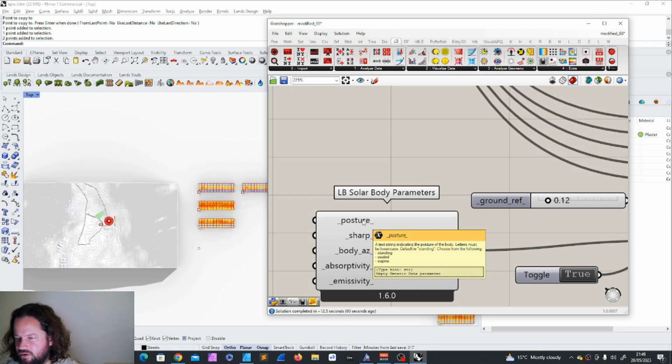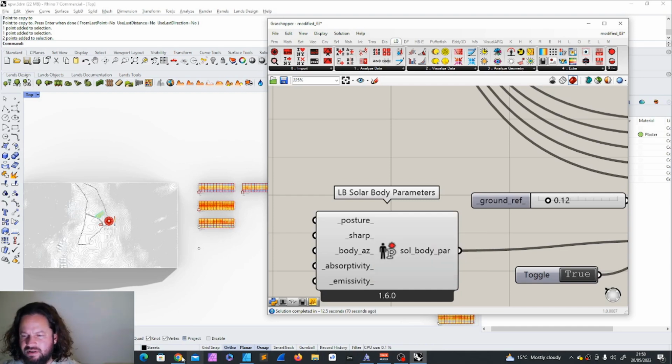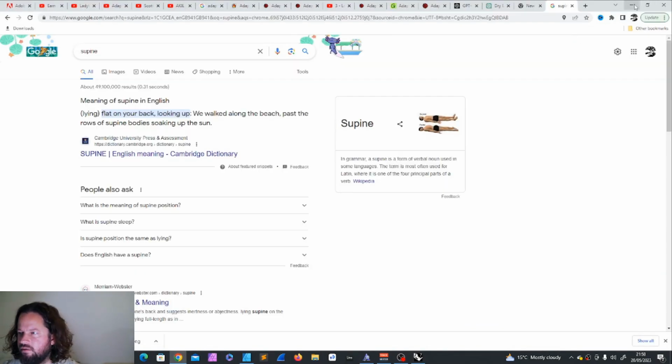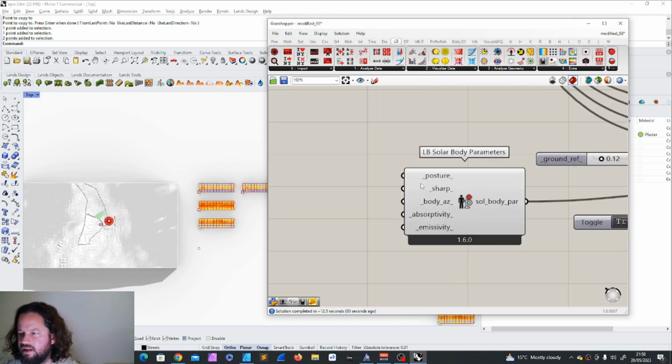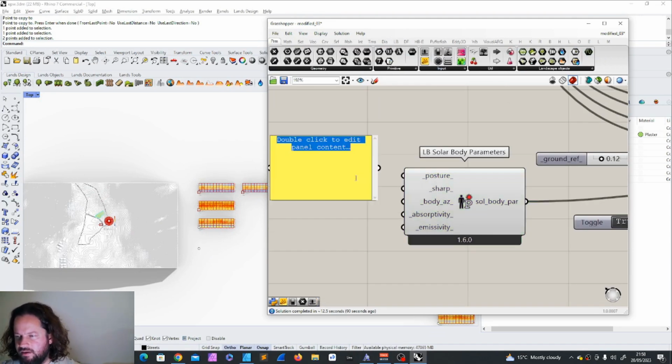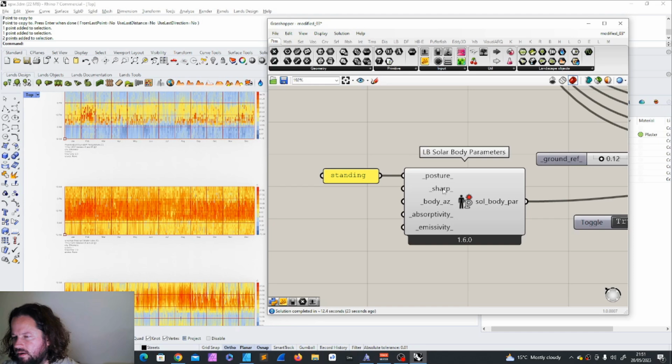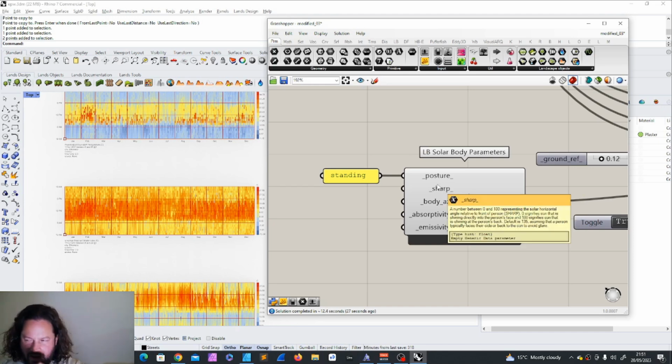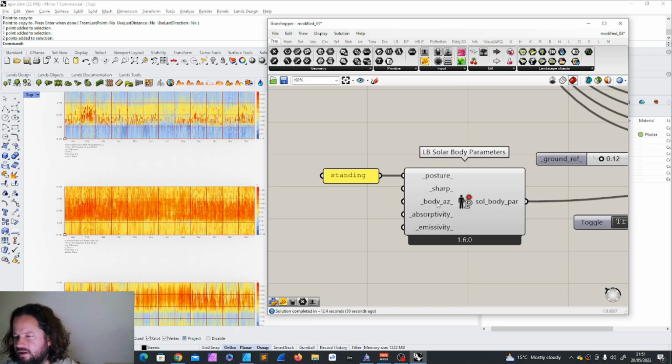Okay, here I can also use different body modes: standing, seated, supine. What's supine? Lying on the ground. You could have just said lying on the ground. Let's put standing. So this one has something to do with the angle of the sun. I'll just keep it as it is.